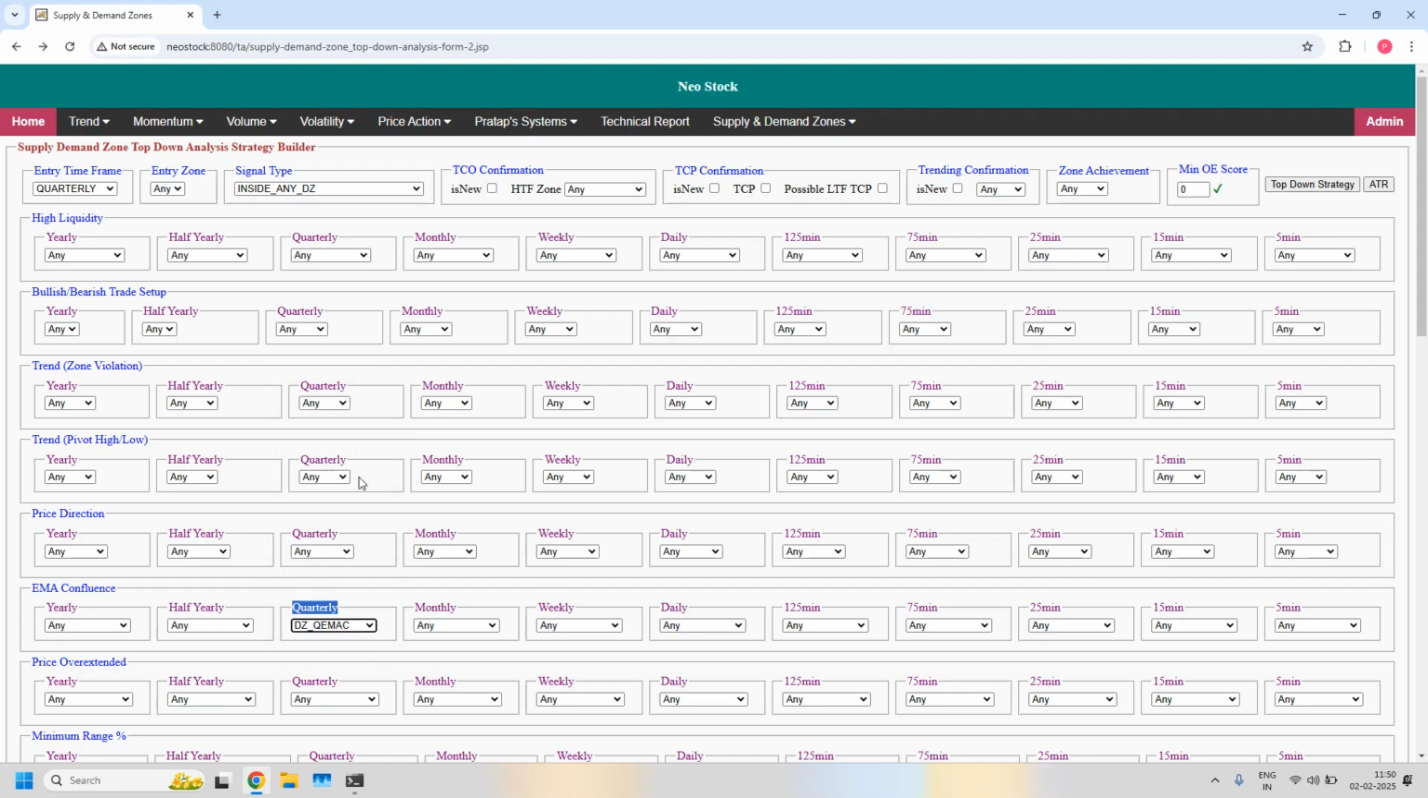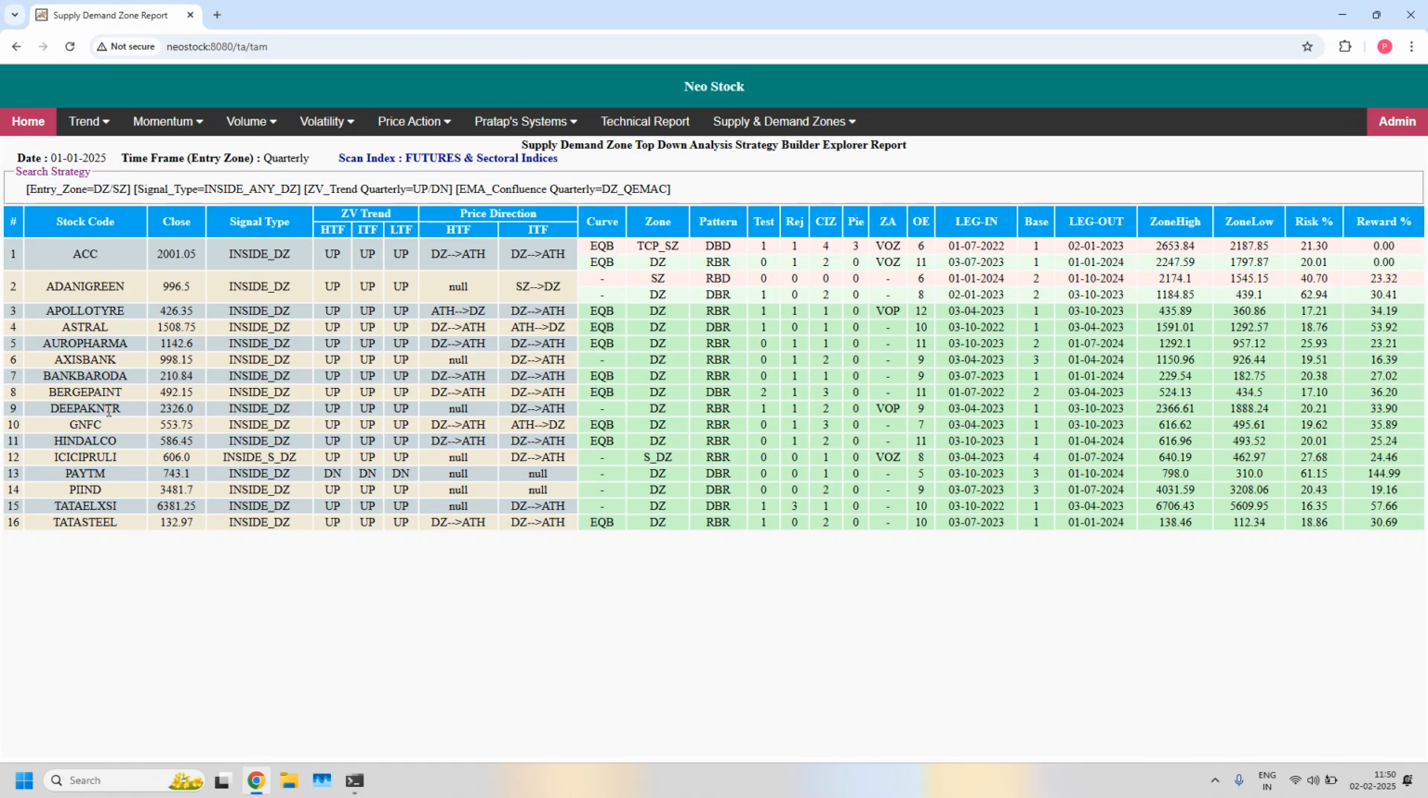EMA confluence. And you know, EMA confluence makes sense only in the trending market, not in the sideways. So that's why in the trend at quarterly time frame, I am selecting only up or down. That indicates trending market. See, now the list has come down to 16 stocks. All these 16 stocks, quarterly demand zones are having quarterly EMA confluence. Of course, the current price is closed inside the quarterly demand zone, as we already set the filter.